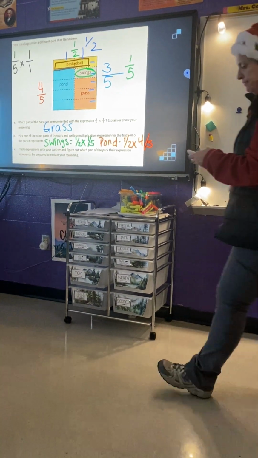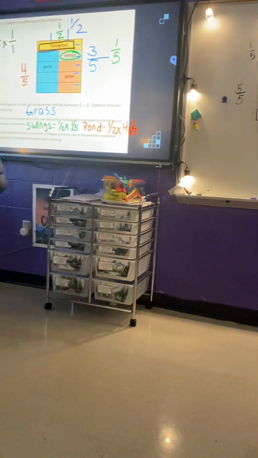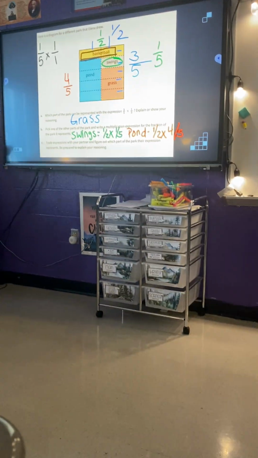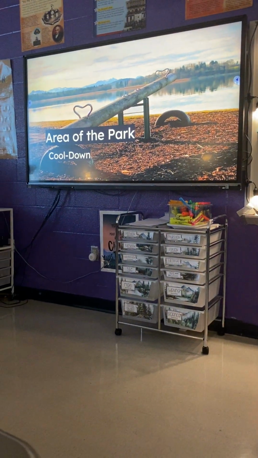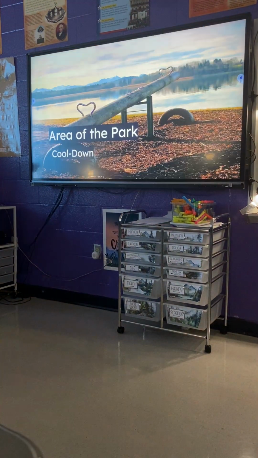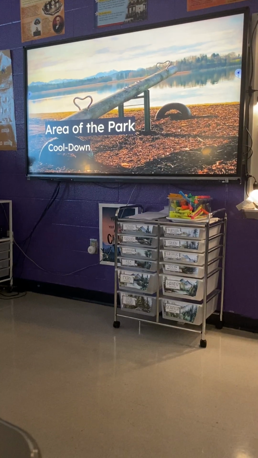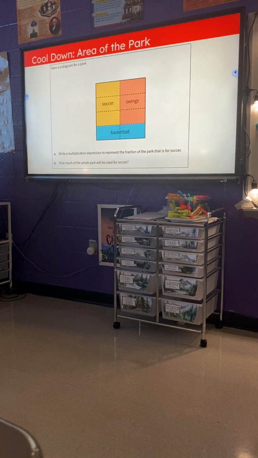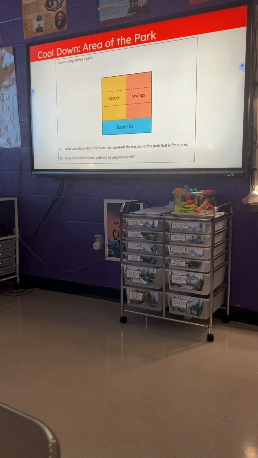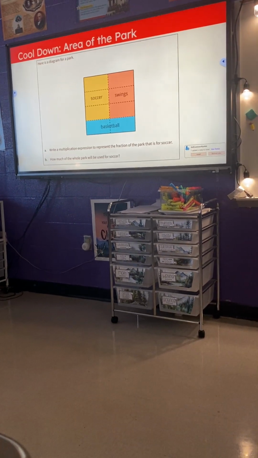Yeah, this is like the IG pages because this is like 3. Multiplication of a unit fraction and a non-unit fraction, diagrams and expressions. Oh, I thought that said area of the fort. Area of the park. Okay, here's the diagram. I'm gonna give you the exit ticket.